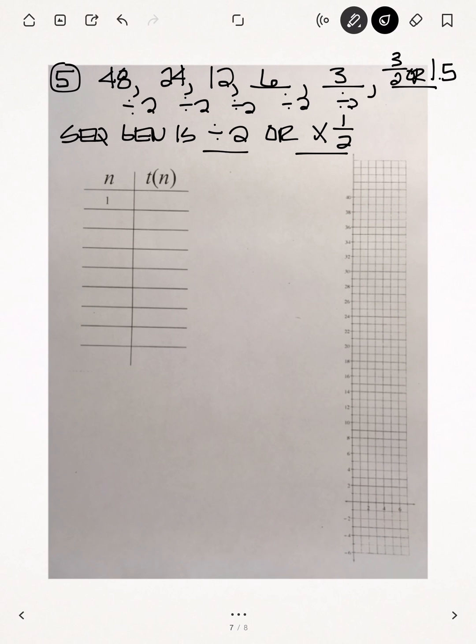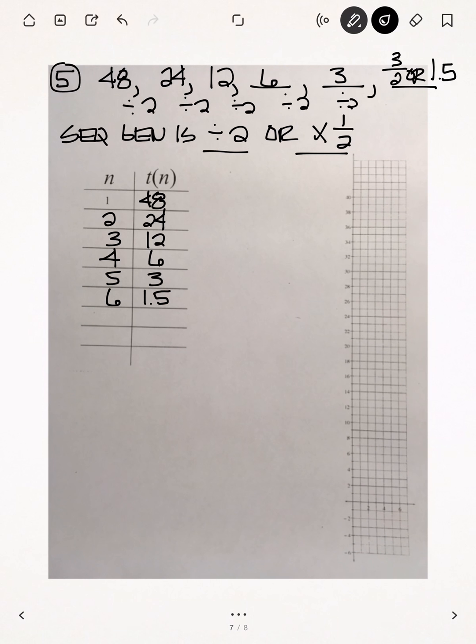All right, so our first term is 48. Our second term is 24. Our third term is 12. Our fourth term is 6. Our fifth term is 3. Our sixth term is 1.5. All right, so in this case, we're dividing by 2 or we're multiplying by 1/2. Let's see what the graph looks like.